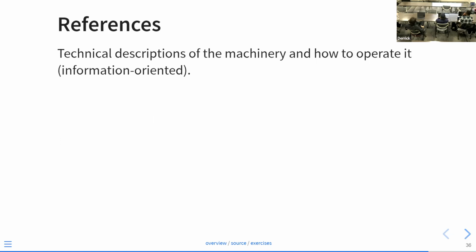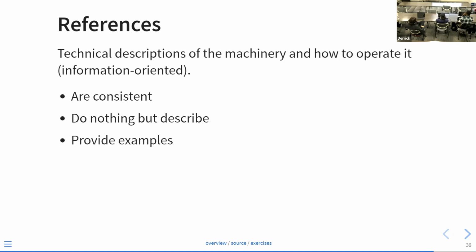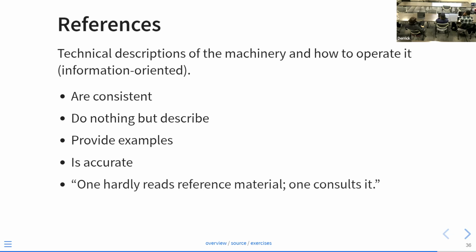Okay, references. These provide technical descriptions of the machinery and how to operate it. So if you've ever Googled NumPy mean or whatever, this is going to be the page that pulls up. So this should be consistent with the code. When the code and the documentation diverge, again, it makes for a terrible user experience. It should describe the code, provide examples, and should be accurate.